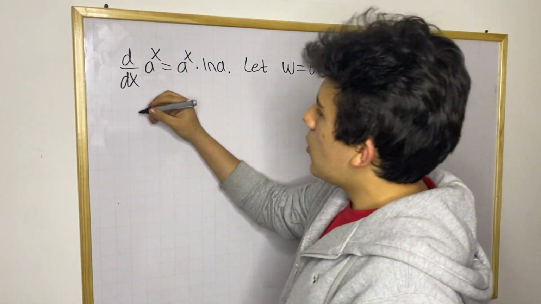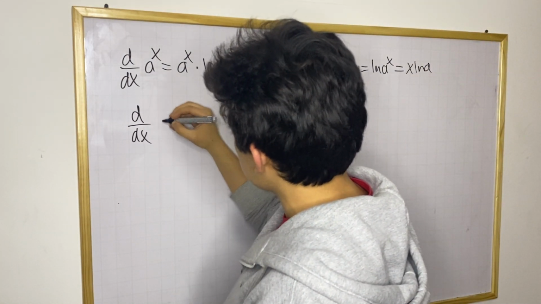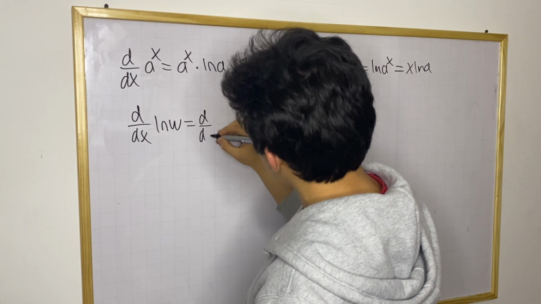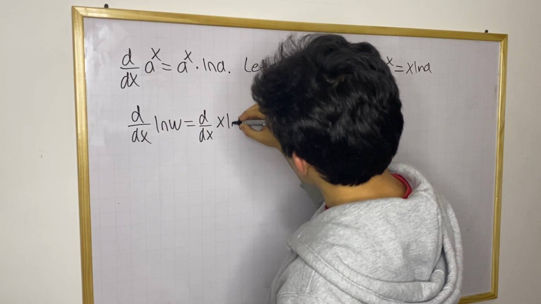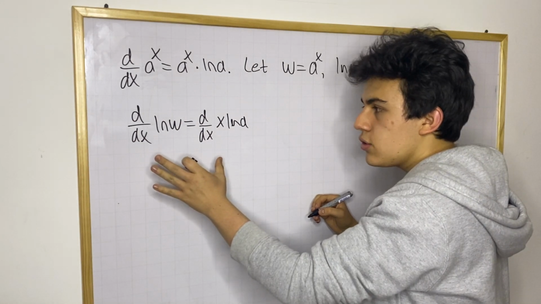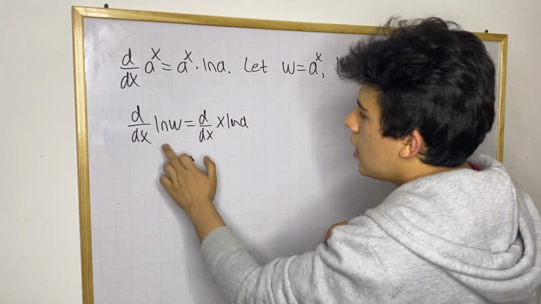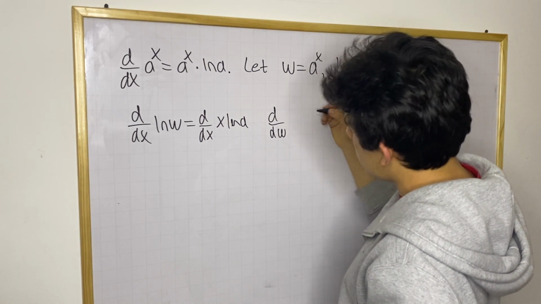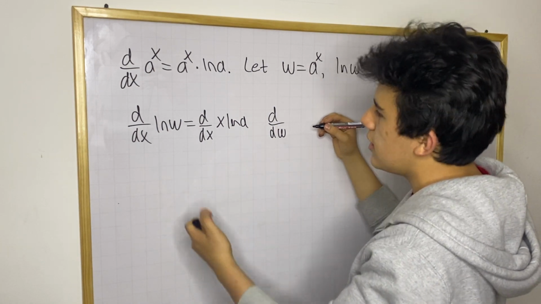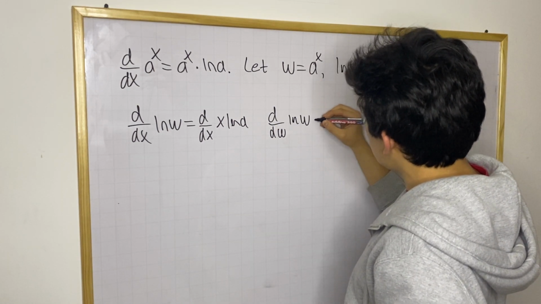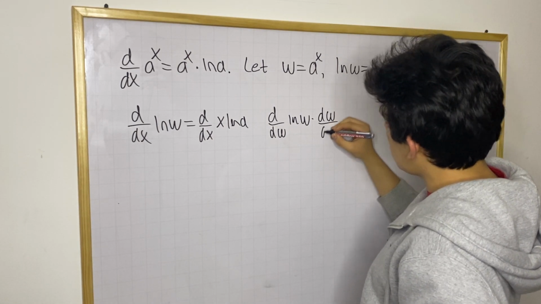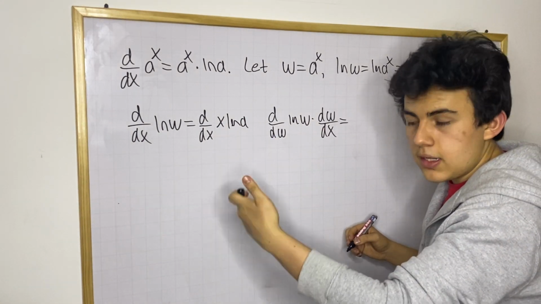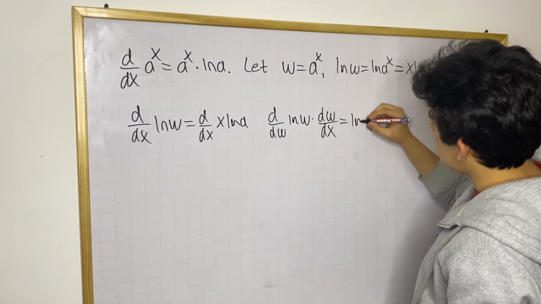So let's do that. We know that we want to take the derivative with respect to x of ln w, and this is going to be equal to the derivative of x times ln a. So x times ln a. Now, the only thing that we need to do now is solve for dw over dx. So we know this is going to be the derivative with respect to w, not dw, of ln w times the derivative of w with respect to x, okay? And this is going to be equal to now the derivative of this. You know that x, its derivative equals 1. So now you just have ln a, okay?